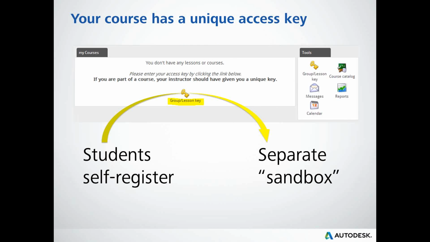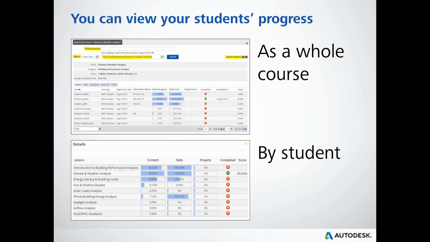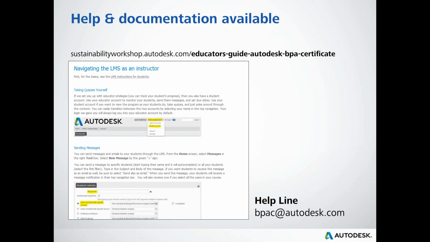So your students will self-register, but they will get a unique access key from you. That creates a separate sandbox, where if you have 20 students in your class, for example, those 20 students are part of one instance of this course, and you as an instructor will have reporting visibility into how your students are doing. You can view your students' progress both at a high level, for the whole course, and also drill down by student.